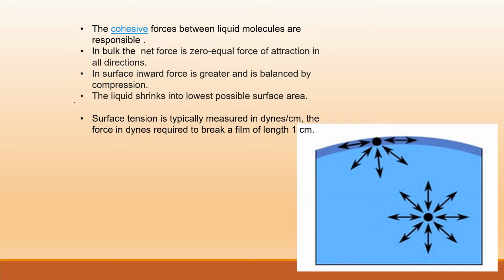When we consider a molecule present in the bulk of the liquid, that molecule is surrounded by a number of molecules and it experiences a force of attraction in all directions, and the resultant force will be zero. When we consider a molecule present in the surface, there will be a greater inward force, and in order to balance this inward force, the liquid compresses itself, that is, it shrinks into the lowest possible surface area. This is the reason for surface tension.